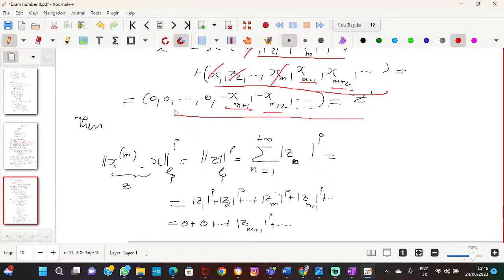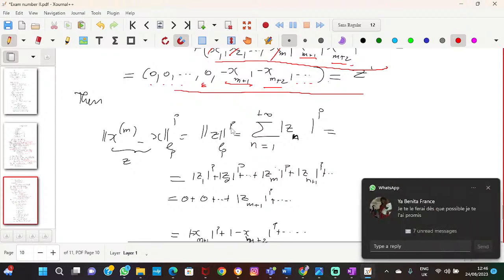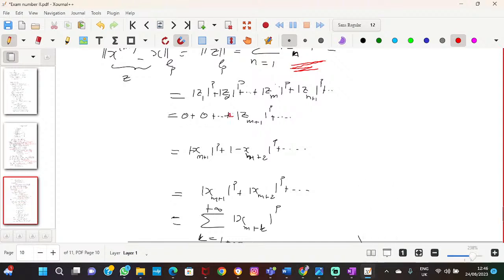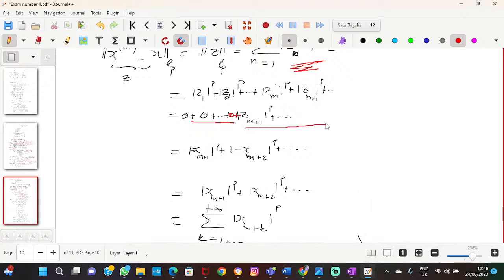z is a vector whose first components are 0, 0, 0 up to m, and from m+1 you have minus x_{m+1} and so on. So you can come back to x. If we compute this norm, what we want is the L^p norm of z, which has as definition this. When we write the definition, we're going to see that the first components up to x_m are 0, 0, 0. Their absolute value to the power p is 0. And then the rest is just the summation, the normal summation as we know it.